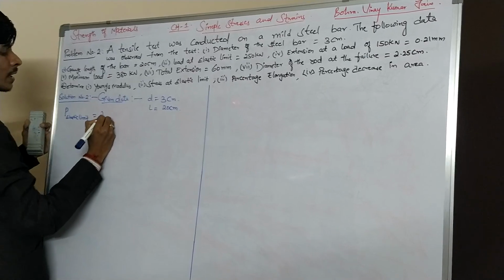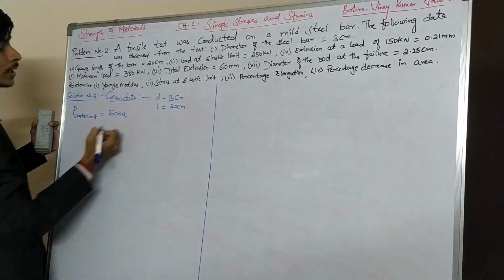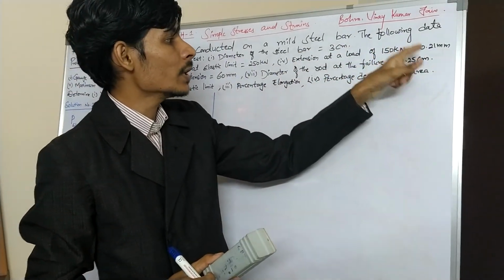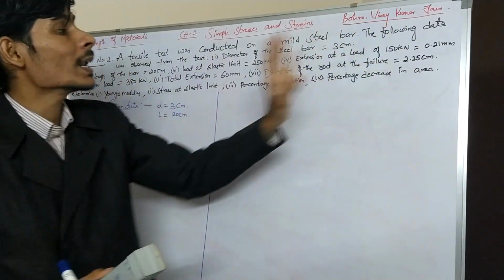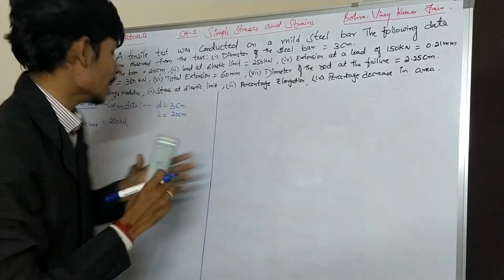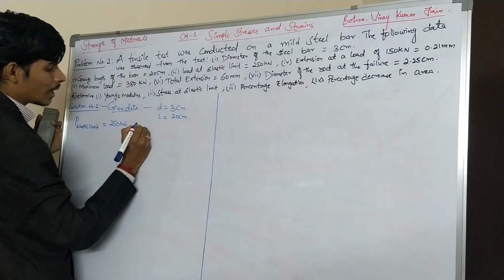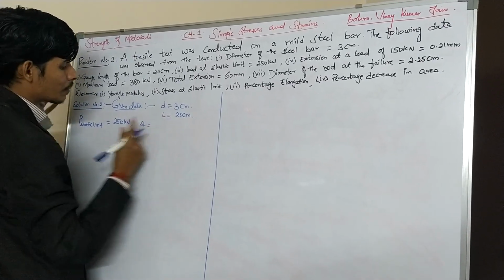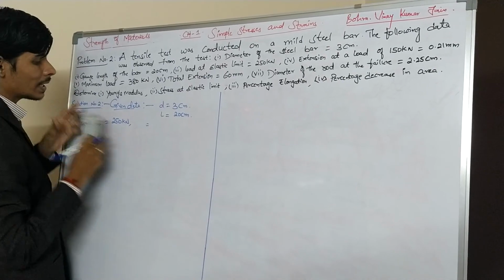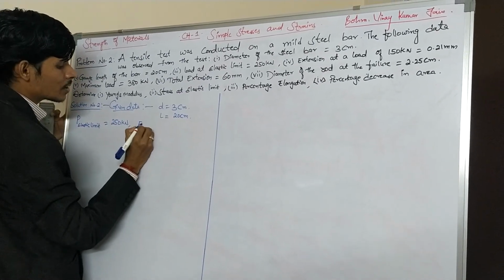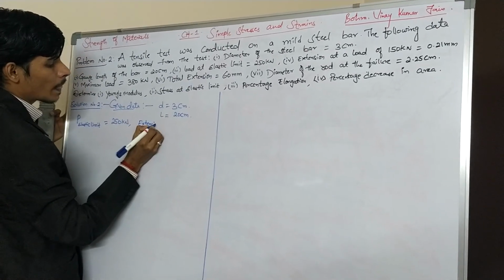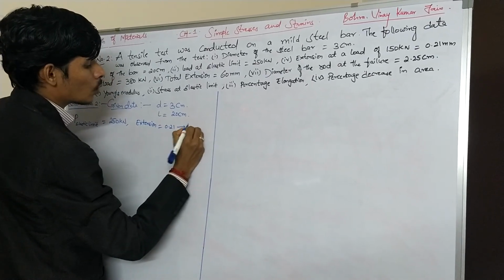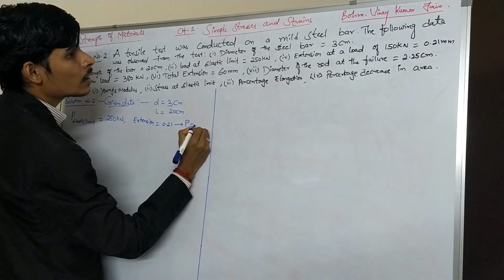Elastic limit, how much has he given? 250 kilonewton. And given that extension at a load of 150 kilonewton is 0.21 mm. Understand here clearly, extension is nothing but change in length. So you can write directly extension. Extension equal to 0.21 mm.